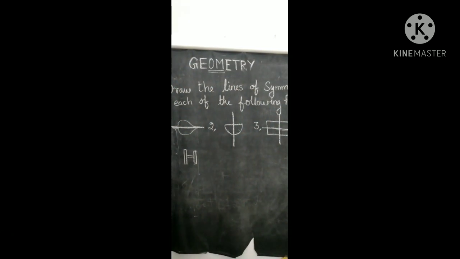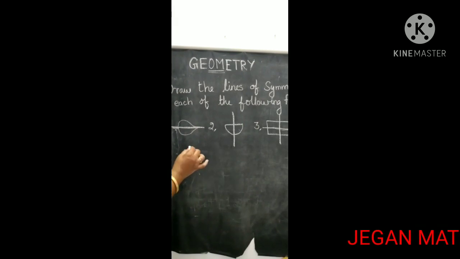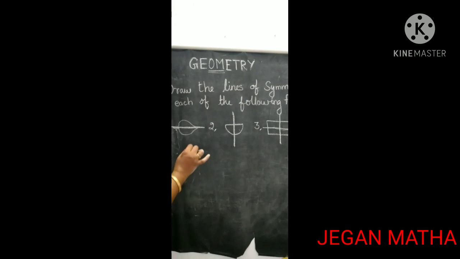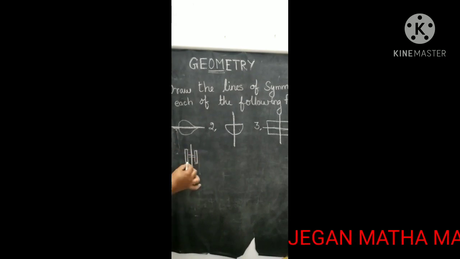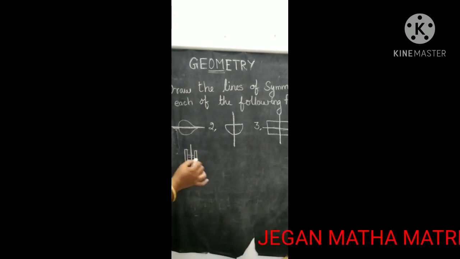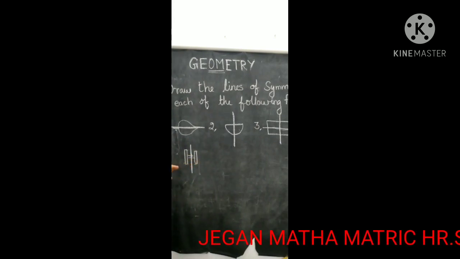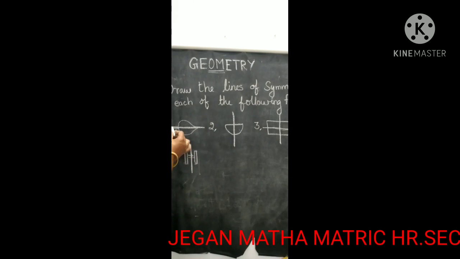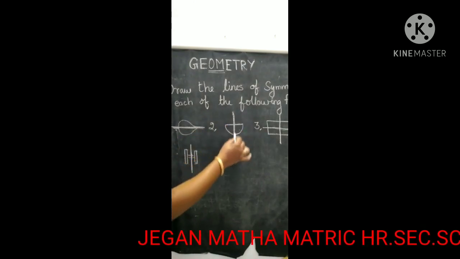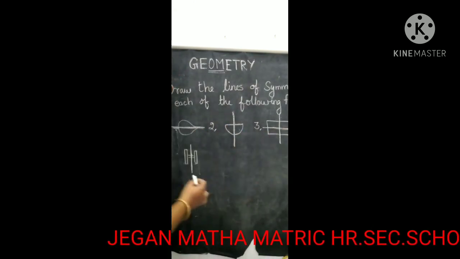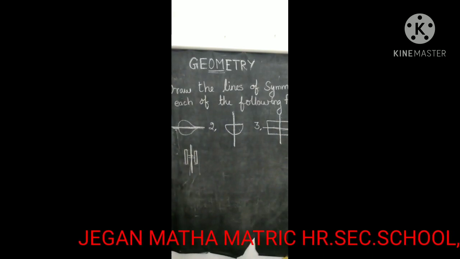Listen, the next figure, the letter H. A capital H is given. Here you want to draw a line of symmetry on this letter. You draw the line in the middle of the letter, giving two equal halves of the shape. So this is a line of symmetry, and this is a line of symmetry, and here is the center.